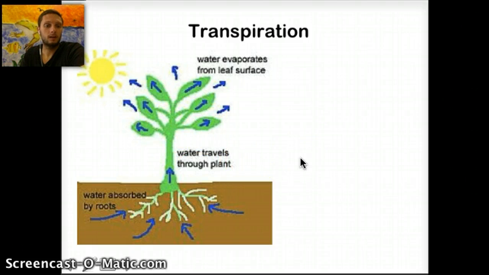This basically creates a low pressure area in the leaf cells, and water moves from an area of high pressure in the soil and the roots to an area of low pressure in the leaves. And this is allowed for by capillary action, a process of passive transport.